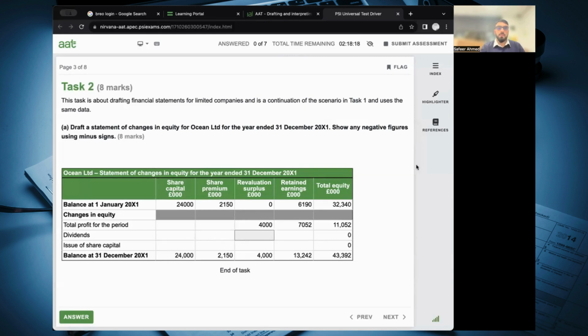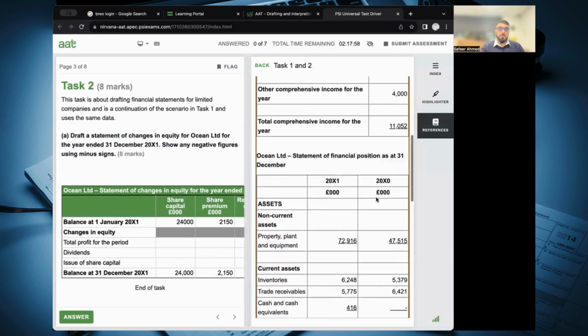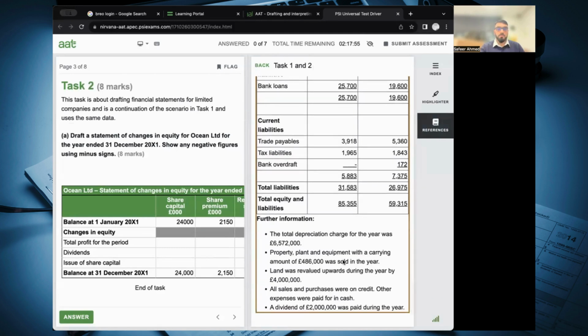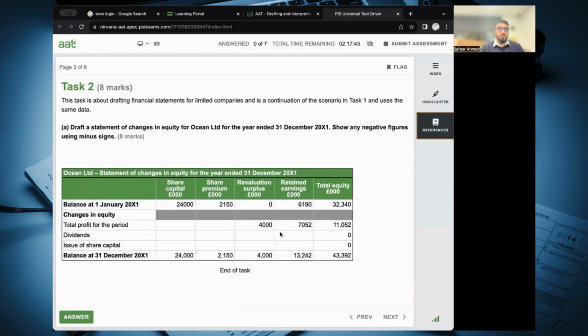And then dividends. Again, dividends. Remember that dividends are normally given to you as part of the further information, because we don't really record it in a statement of profit or loss, a statement of comprehensive income, or statement of financial position. So if I scroll down this information, you will see that dividend paid during the year is given to us. As you can see, the last bullet point there, a dividend of 2 million was paid during the year. So in other words, it will be 2,000, because remember 3 zeros at the top. Now, again, dividends are paid out of retained earning, out of profits. So remember that here we will be recording that. And of course I'm using the minus sign. Remember that we are instructed to do so. So show any negative figures using minus signs.